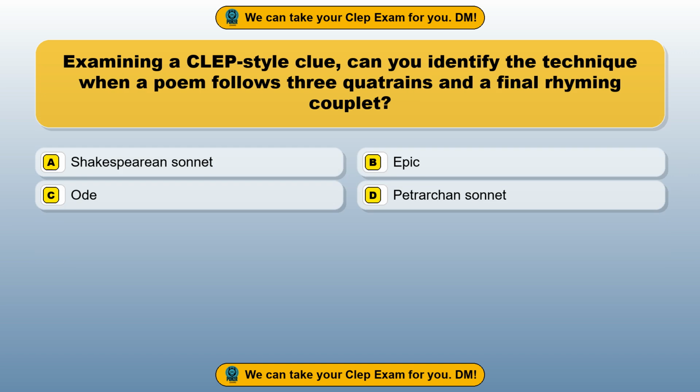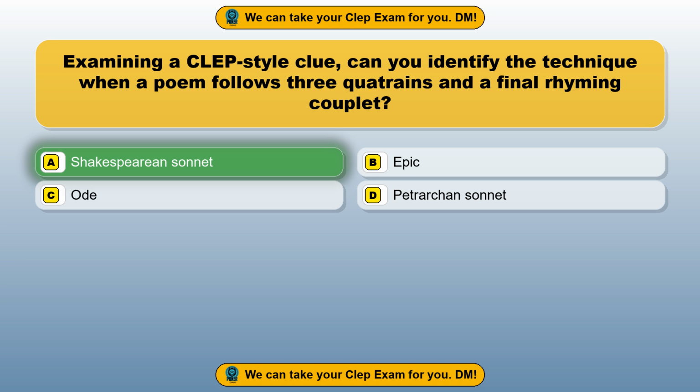Question 81. Examining a CLEP-style clue, can you identify the technique when a poem follows 3 quatrains and a final rhyming couplet? Option A, Shakespearean sonnet. Option B, epic. Option C, ode. Option D, Petrarchan sonnet. The correct answer is option A, Shakespearean sonnet.